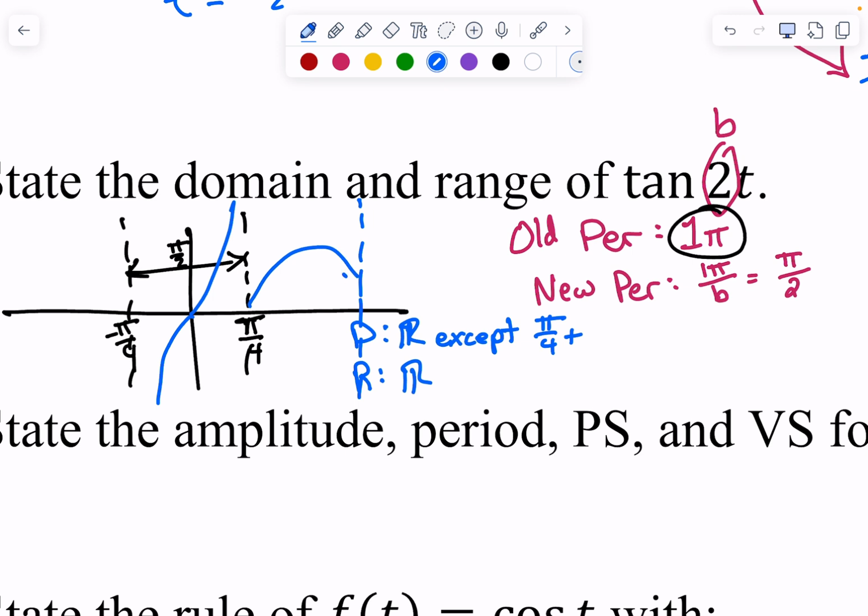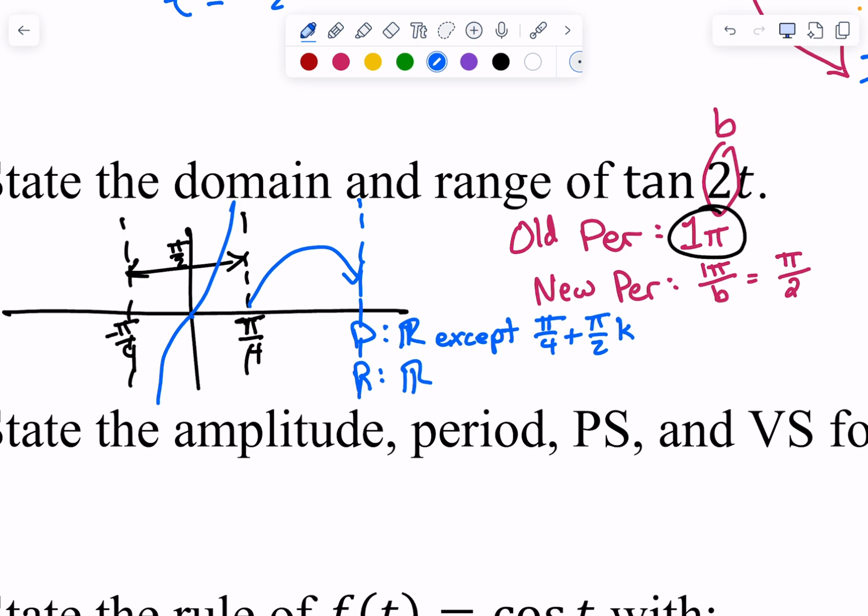How much after pi over 4 is his next asymptote? How much is in between his asymptotes? Pi over 4 is his first asymptote. How much do I have to add to pi over 4 for his next asymptote? Pi over 2, because that's the period, right? So pi over 4 plus pi over 2. Any interval of pi over 2 after pi over 4 is where he will have a vertical asymptote.